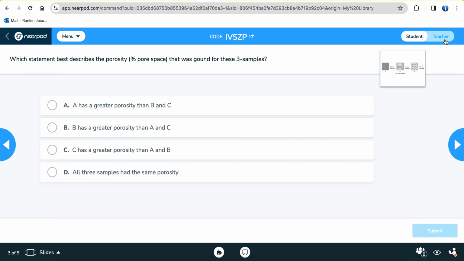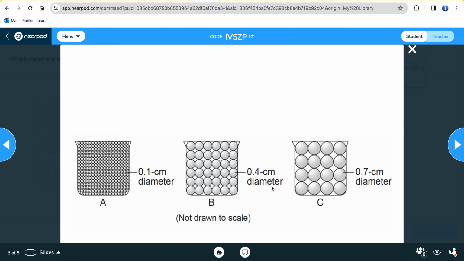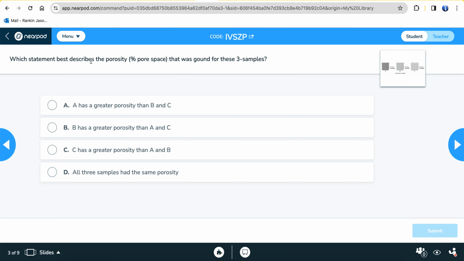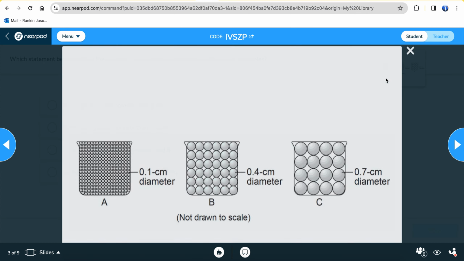Okay, which statement best describes the porosity, percent pore space, which was found for these 3 samples? Looks like I've got to fix that word there. So you have 0.1 centimeters for A, 0.4 centimeters for B, 0.7 centimeters for C. We're looking for porosity. Now, porosity is percent pore space. So you would choose that A has a greater porosity than B and C.